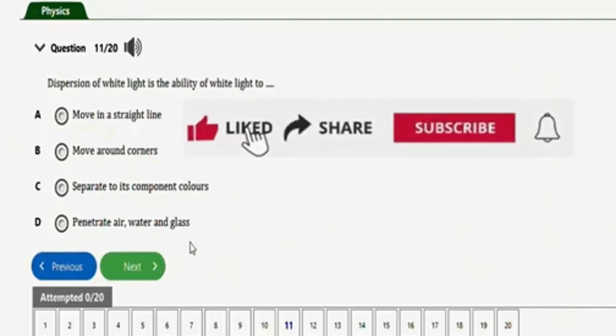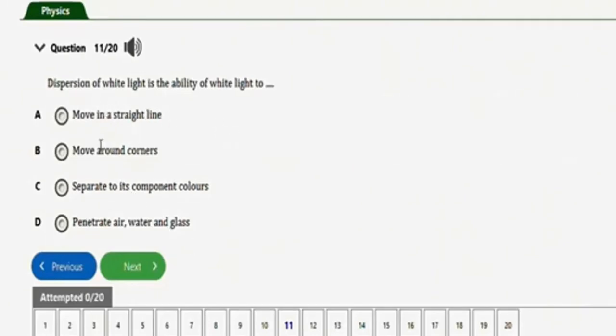Really appreciate this. So this question reads, dispersion of white light is the ability of white light to move in a straight line, move at one corner, separate to its component colors, penetrate air, water, and glass.